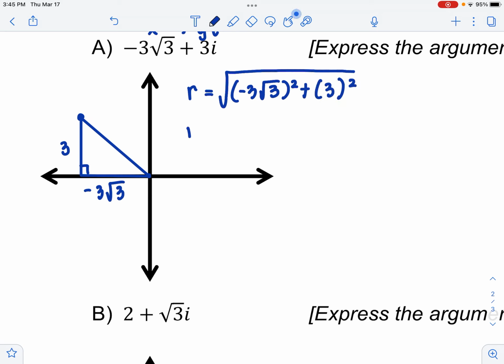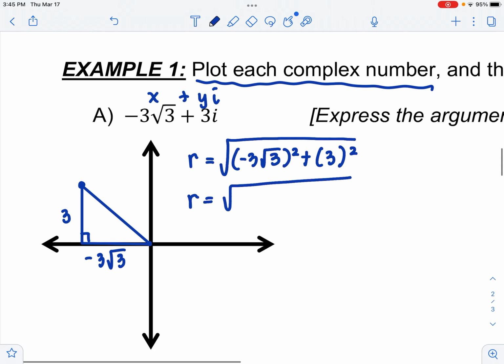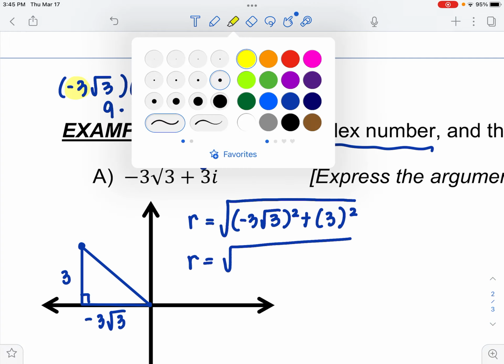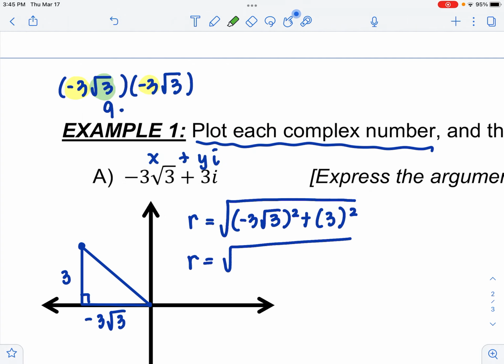All right, now we need to clean this up. r equals the square root of. I need to square negative 3 root 3. So what I want you to think of it as, this is negative 3 root 3 times negative 3 root 3. When you're multiplying these two, you can multiply the number in front of the radicals, negative 3 times negative 3, which is 9. And then you can multiply the two radicals. Root 3 times root 3 is 3. 9 times 3 is 27.